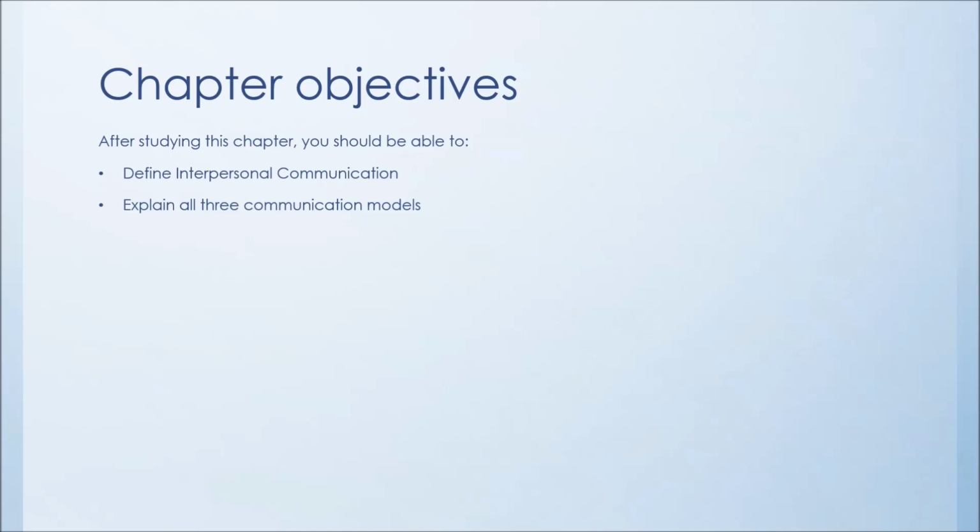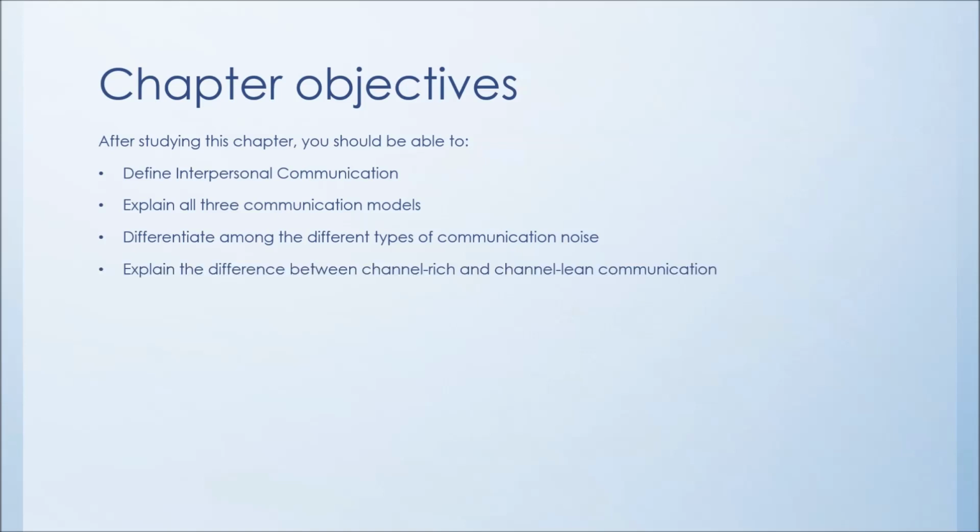You will learn to explain all three communication models. A model is a drawing or a flow chart or visual representation of a process. So we have three of those for the communication process, three different ways of looking at it that we will examine. You'll learn to differentiate among the different types of communication noise. Communication noise are things that interfere with messages, and we'll learn three specific types. You'll learn to explain the difference between channel-rich and channel-lean communication when we get to our discussion of communication channels.